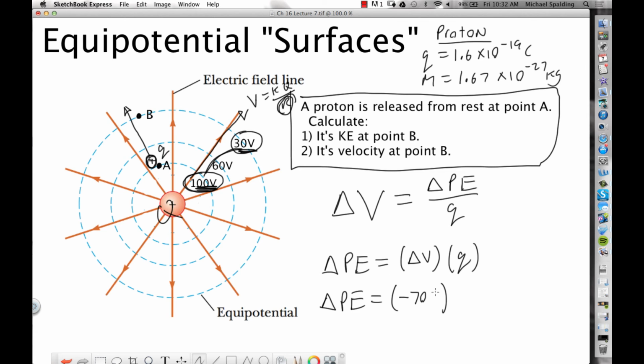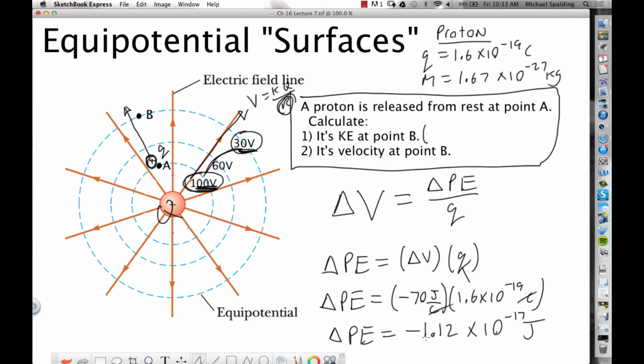Okay, so negative 70. A volt is a joule per coulomb. The proton is 1.6 times 10 to the negative 19 coulombs. So our change of potential energy for this situation is going to be negative 1.12 times 10 to the negative 17 joules. So that's our loss of potential energy. So what's the gain of kinetic? Same number, but positive: 1.12 times 10 to the negative 17 joules.